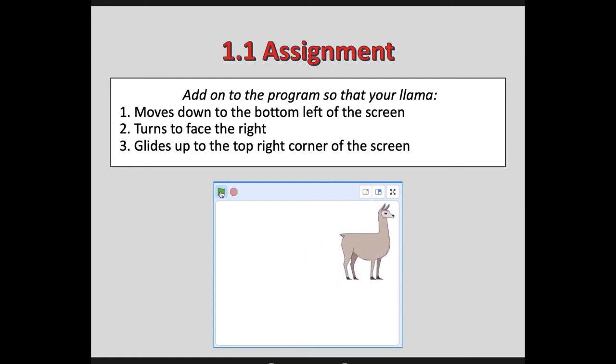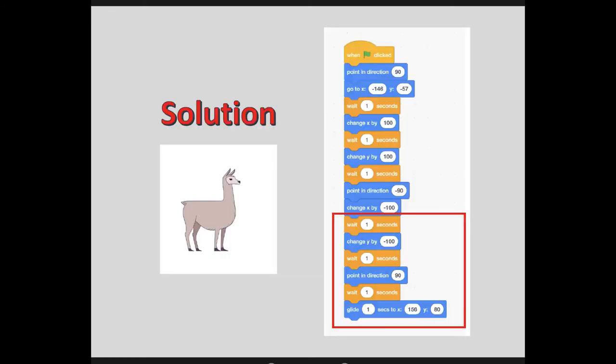So pause the video, try that out, and when you're ready for the solution, hit play. Now there's more than one way you could have approached this. That's one of the really cool things about coding, is that there's many different paths. So don't stress if what you came up with looks different than my code here. If you got the right result, if your llama did what he's supposed to do, then you did it.